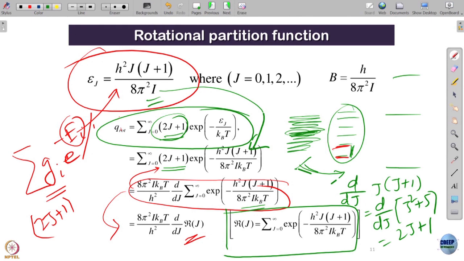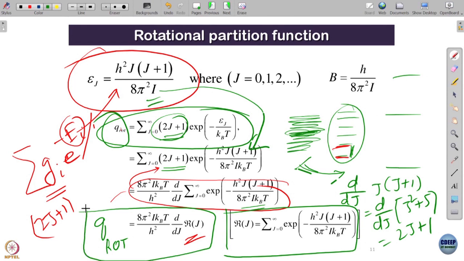So this is my rotational partition function. Let me see what I can do with this one. As I said, for many, many molecules, this is particularly important for physical chemists, where we have the rotation.